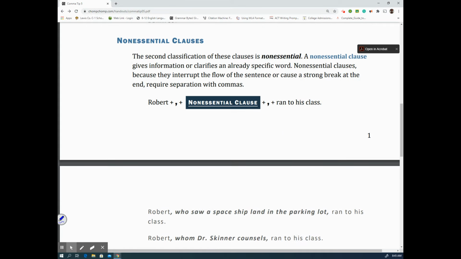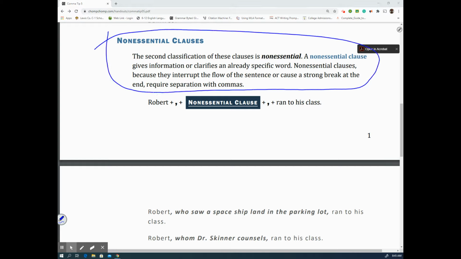So you're going to want to write down this stuff in your notes. Non-essential. Here is what goes on with non-essential. Non-essential clauses are going to require commas.